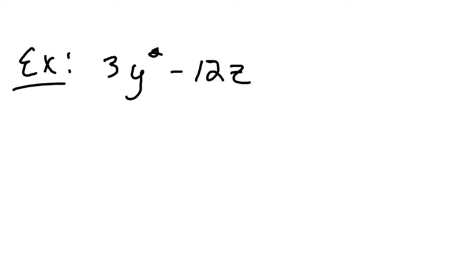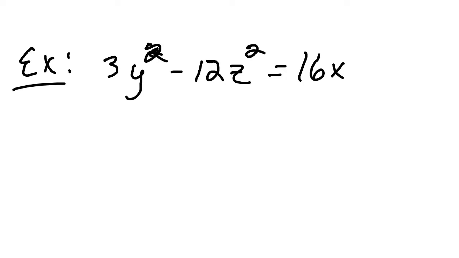This is actually example 7 in the book: 3y squared minus 12z squared equals 16x. Notice that it really doesn't matter which one. Two of them are squared, there's a minus sign in there with the squares, and then there's a single variable on the other side. So we're looking for that pattern.